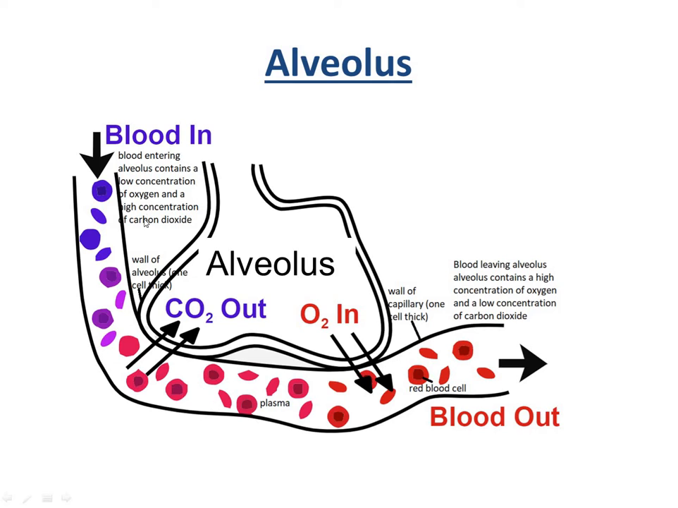Just showing again that blood that enters the capillary that surrounds the alveolus has low oxygen concentration but high carbon dioxide concentration. But then it gives off carbon dioxide to the alveolus, and it takes oxygen in. So then the blood at this side is high in oxygen, low in carbon dioxide.